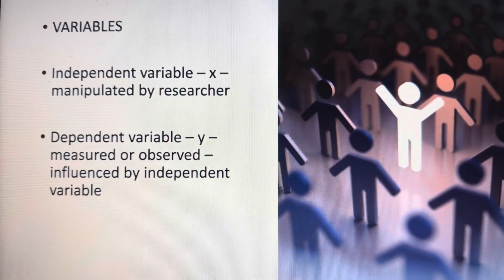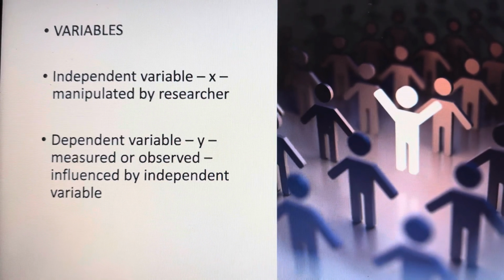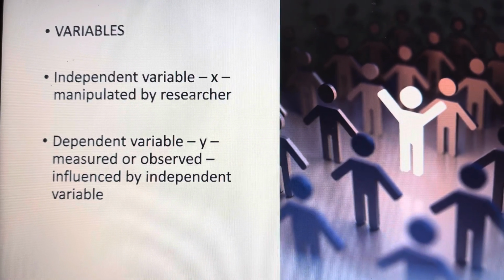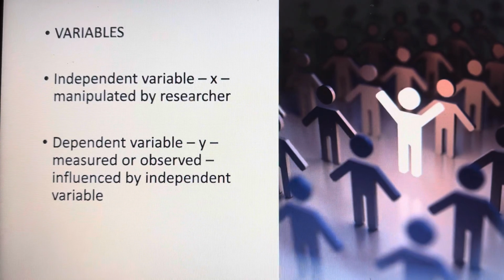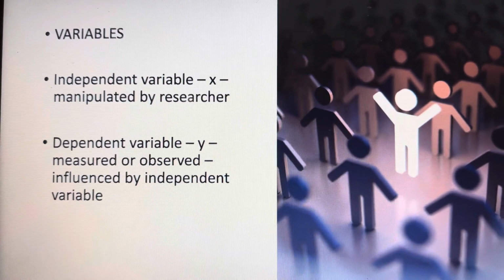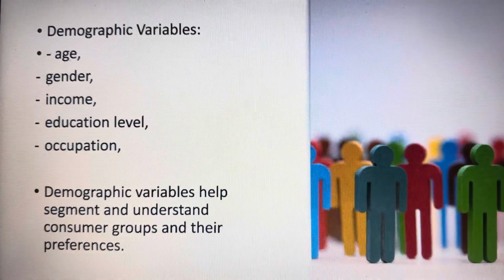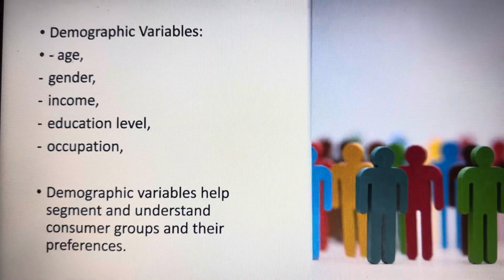Variables, most popular are the independent variable, X variable, which can be manipulated by the researcher, and dependent variable or Y variable, which is measured or observed, influenced by the independent variable. The two most popular variables: demographic and psychographic.